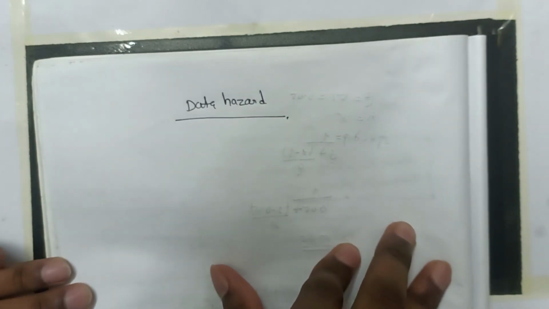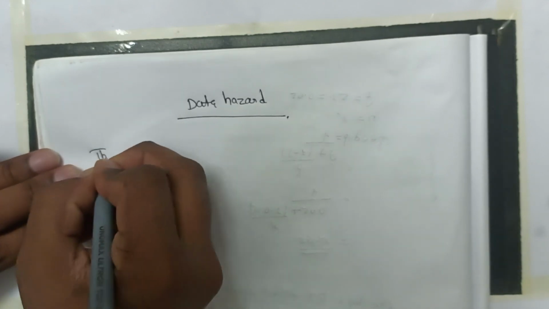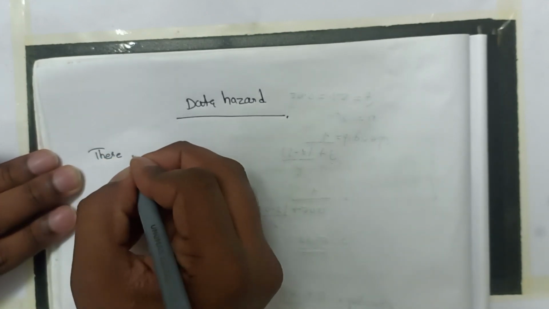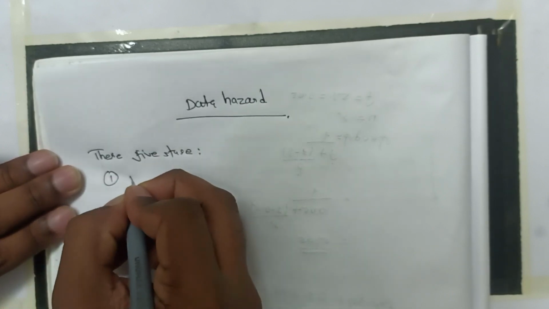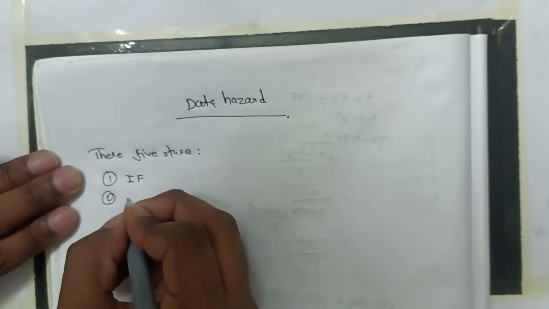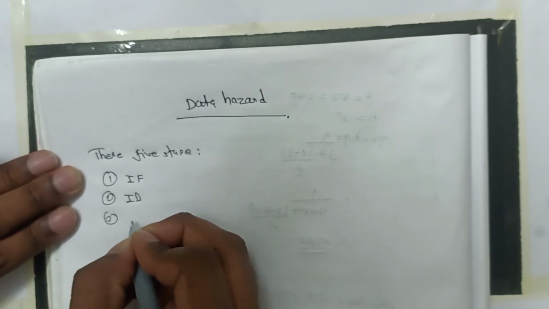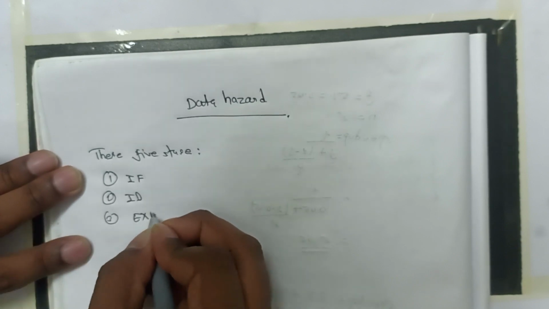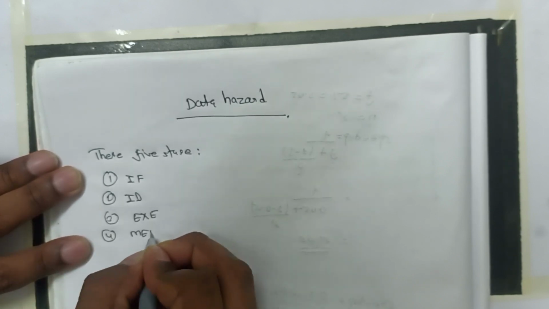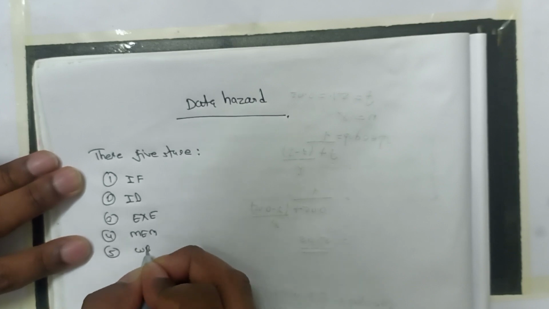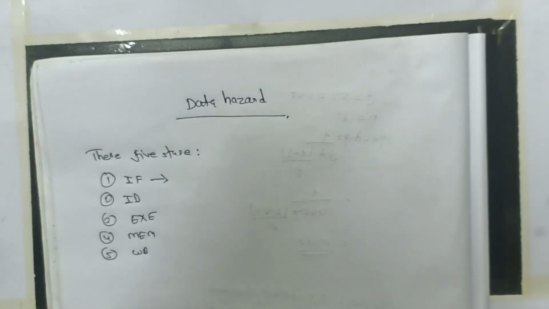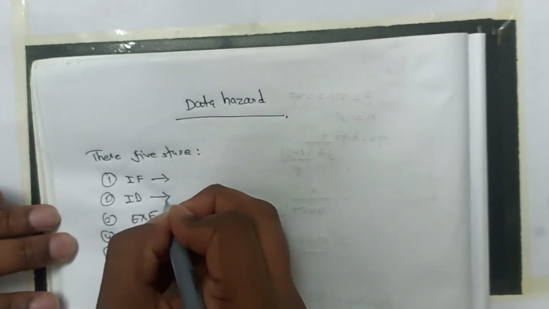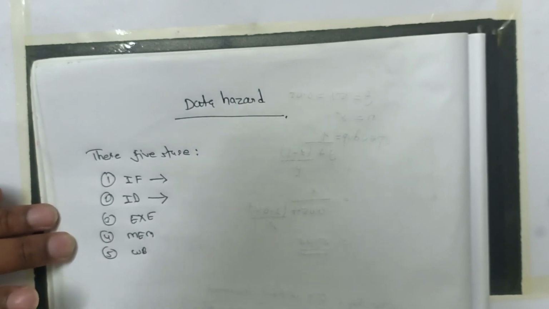Before going to the data hazard, first of all, I want to tell you that there are 5 stages in the pipeline register. The first one is instruction fetch. Second one is instruction decode. Third one is execution. Fourth one is memory, and fifth one is write back. In the instruction fetch, simply the register is fetched. And in the instruction decode, the value of the register is taken.